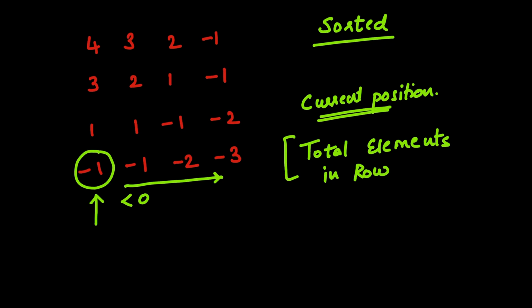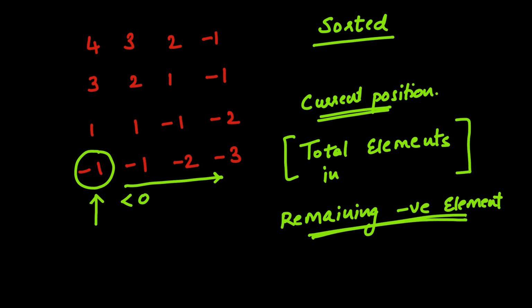I can take the current position and subtract it from the total elements in the given row to tell me how many elements are going to be negative in the corresponding row. The same logic applies to the column as well. If I know a particular value is negative in a given column, I can easily take its current position and subtract it from the total elements in the given column to get the remaining negative elements. Now based on that logic, let's come up with a solution to solve this problem.